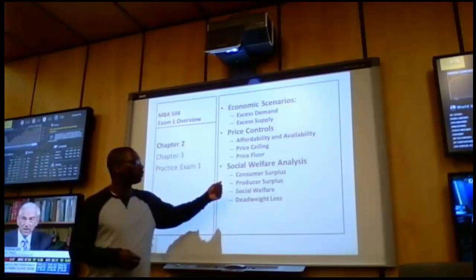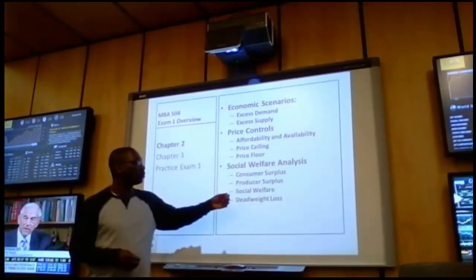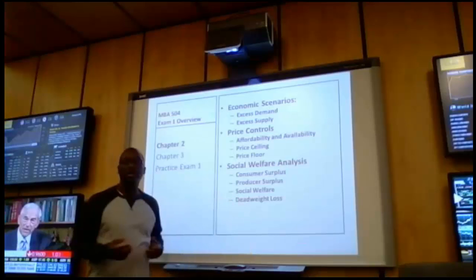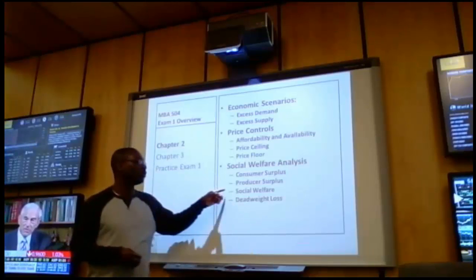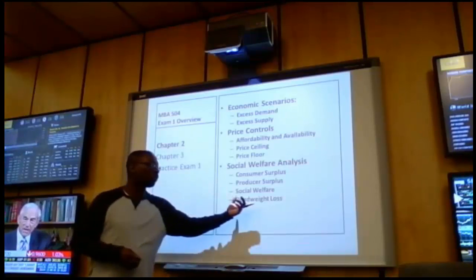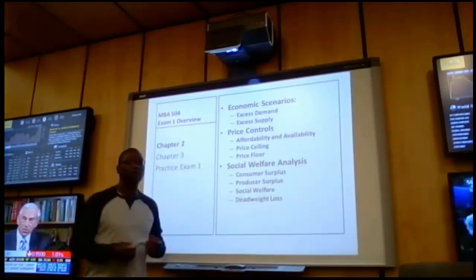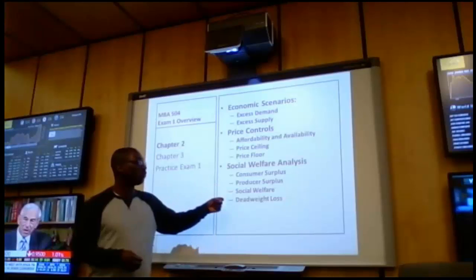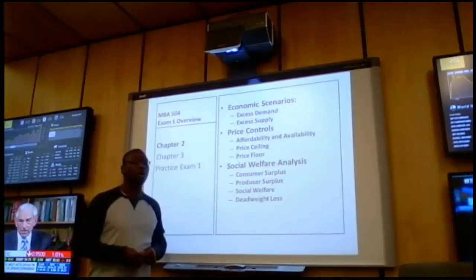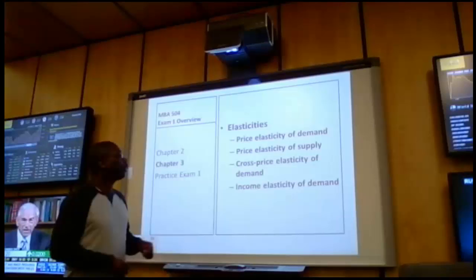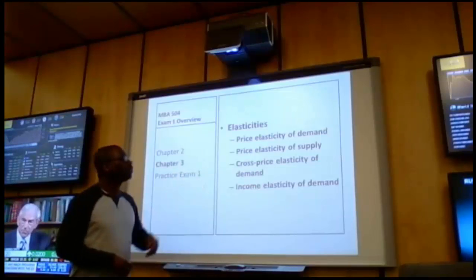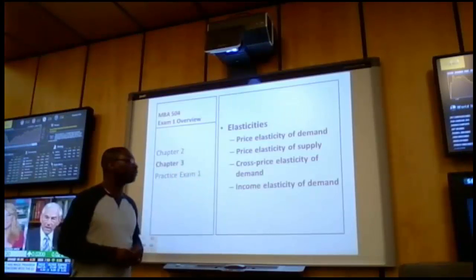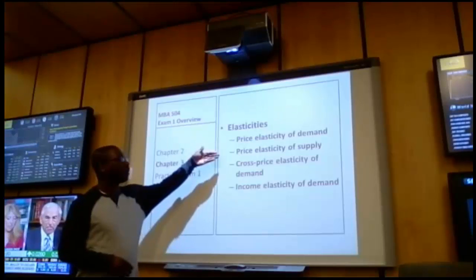We talked about consumer surplus, producer surplus, social welfare, and deadweight loss. A tax placed on the product will lead to a decrease in social welfare, which is deadweight loss. You should be able to graphically illustrate and compute consumer surplus, producer surplus, social welfare, as well as deadweight loss.